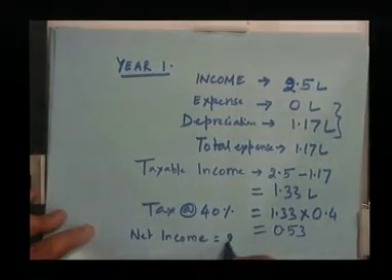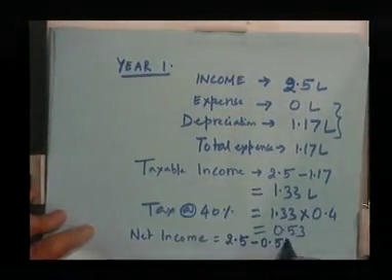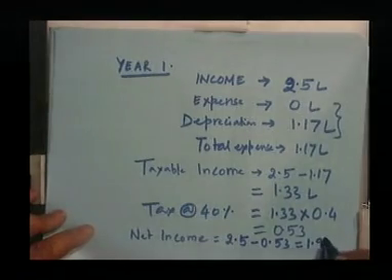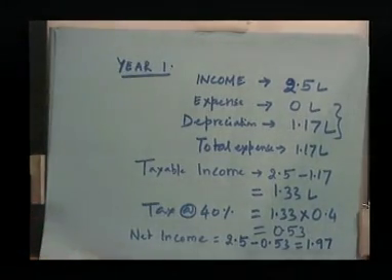It is going to be 2.5 minus 0.53, which is going to be equal to 1.97. So, this is for year 1. Same way you have to calculate the net income for year 2, for year 3, for year 4 and finally for year 5.